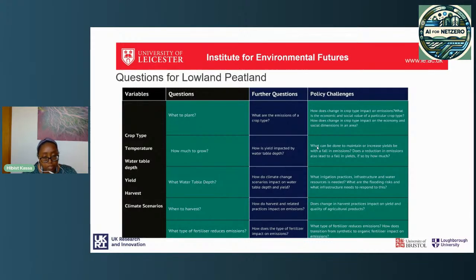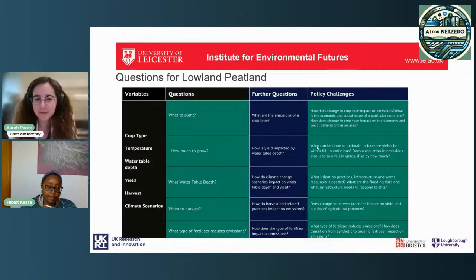So that capability exists, and to be able to set up systems that enable the scenarios to then be displayed with an interactive software program. So that has been Hibist, yeah.